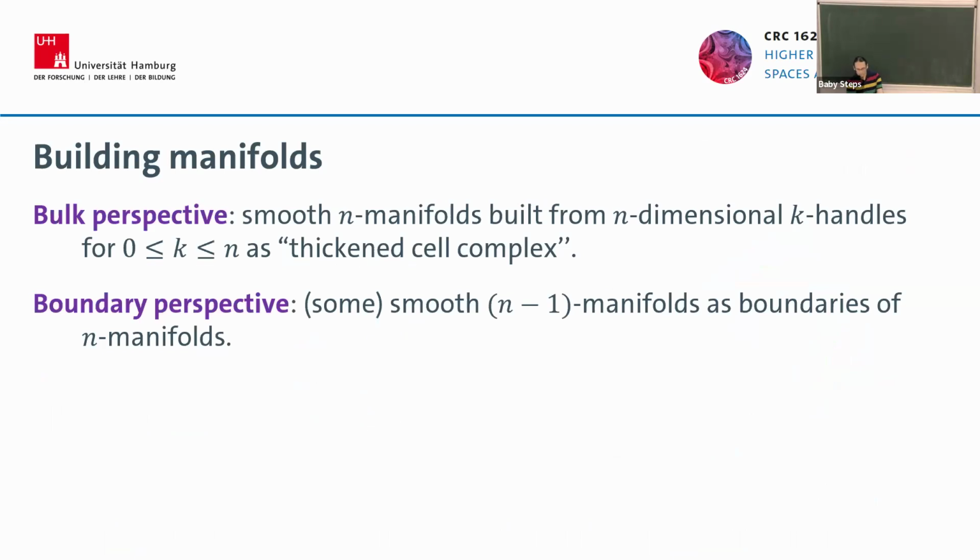Okay, so now we have two related ways of constructing manifolds. One is the bulk perspective and one is the boundary perspective. The bulk perspective says we can build smooth n-manifolds from n-dimensional k-handles as a sort of thickened cell complex. The boundary perspective lets us build, at least some, smooth n-1 dimensional manifolds as boundaries of n-manifolds. So we run the bulk perspective one dimension up, and then we just look at the boundary and forget that there was a bulk, and we only remember the boundary.